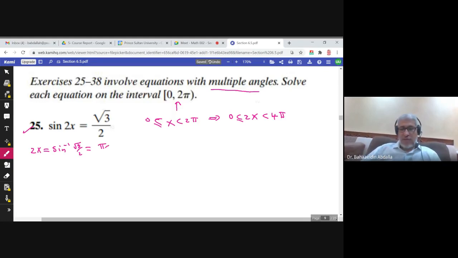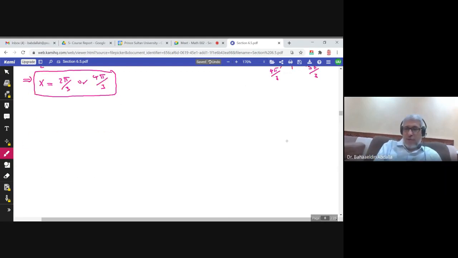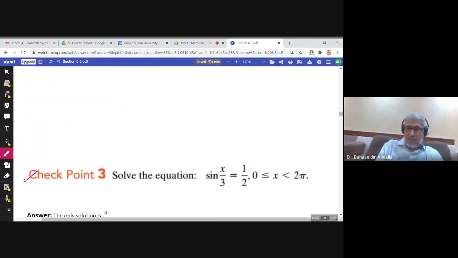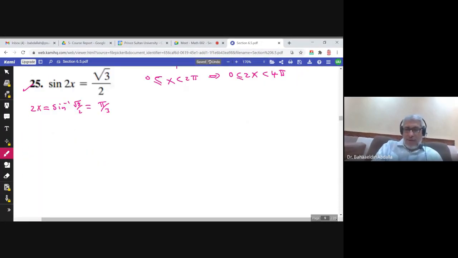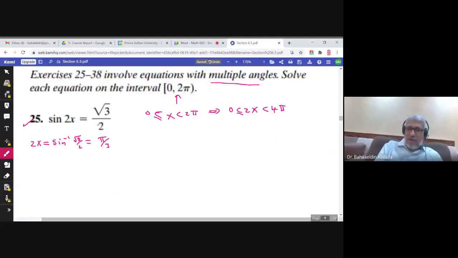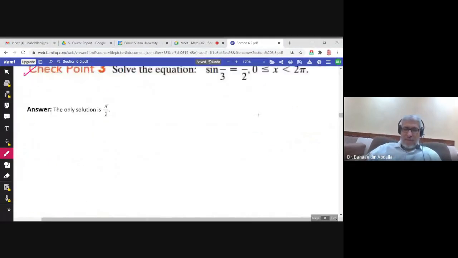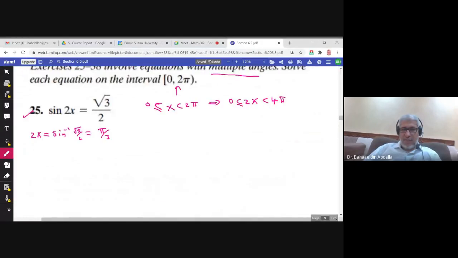So the reference angle is pi over 3. So you have pi over 3, 2 pi over 3, 5 pi over 3, 4 pi over 3. Okay. Now, the sign is positive, so we are in the first and the second quadrant. So we have pi over 3 and 2 pi over 3. So the answer here, 2x is pi over 3 and 2 pi over 3. These are the two answers in the first revolution.